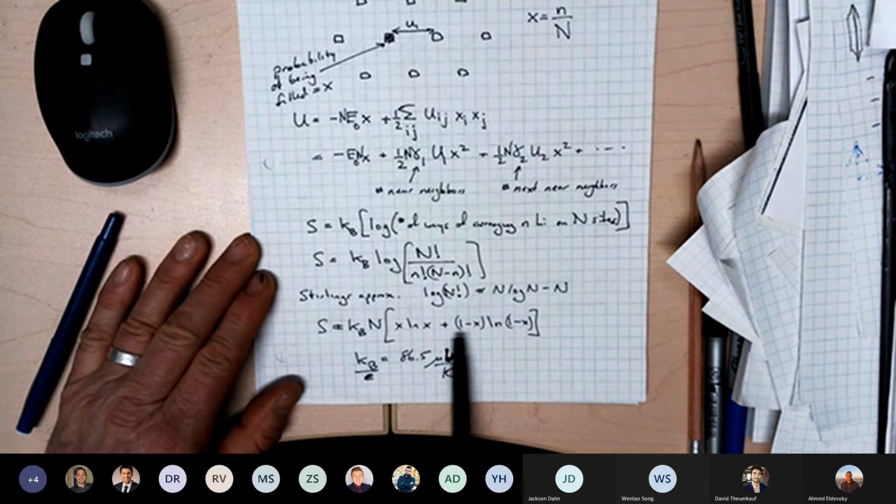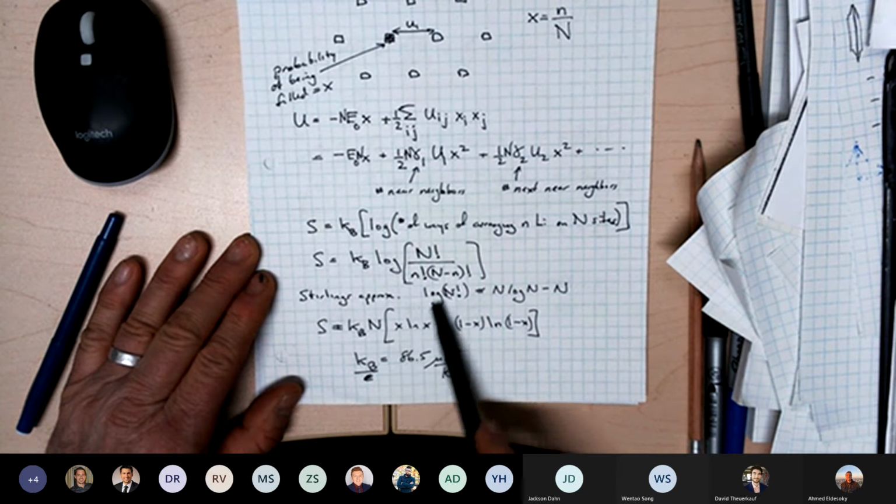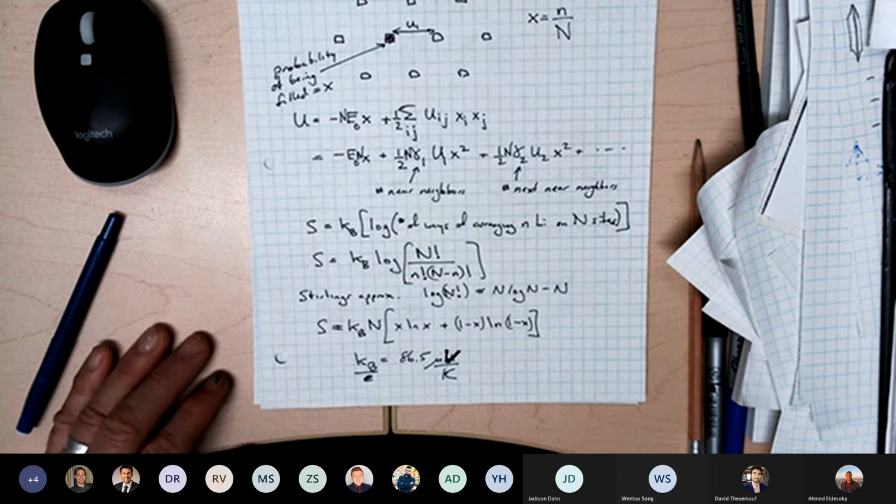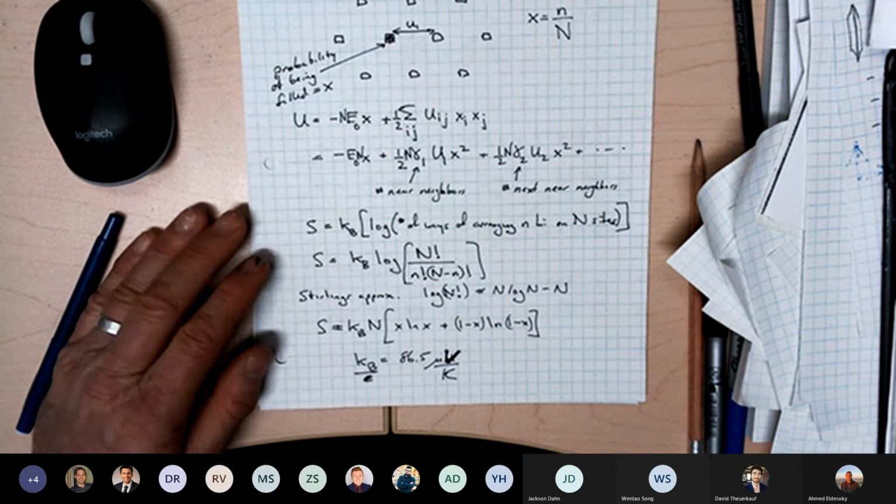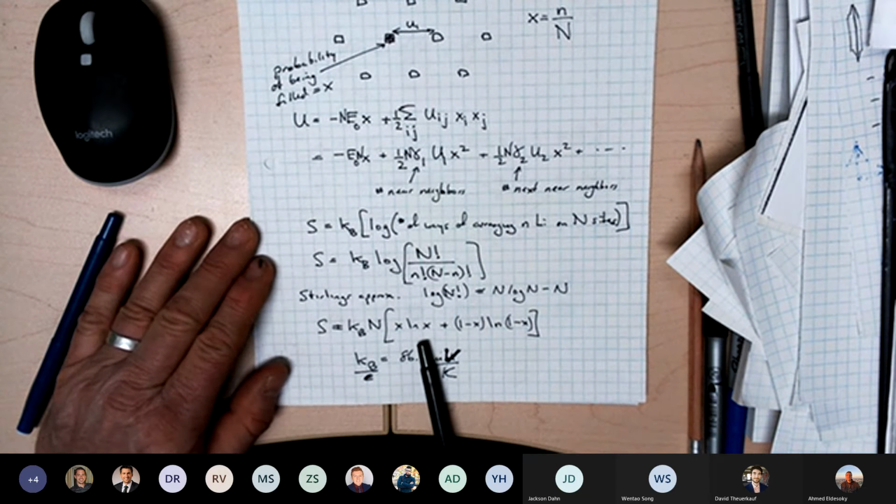It depends on the fraction of filled sites. So this ln here is the natural log, and this log is also the natural log. I just tend to go between the two ways of writing it without even thinking about the difference, so I'm sorry about that.